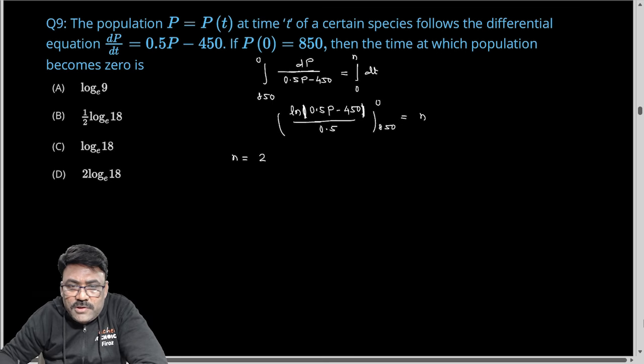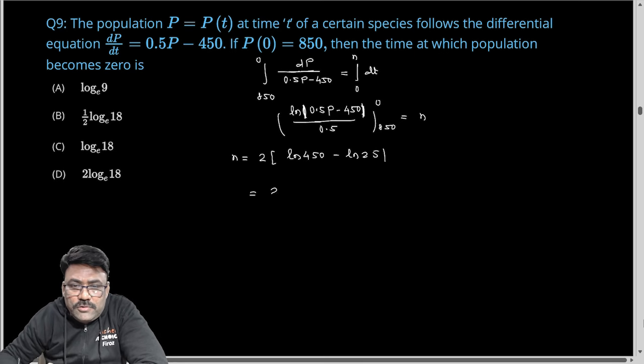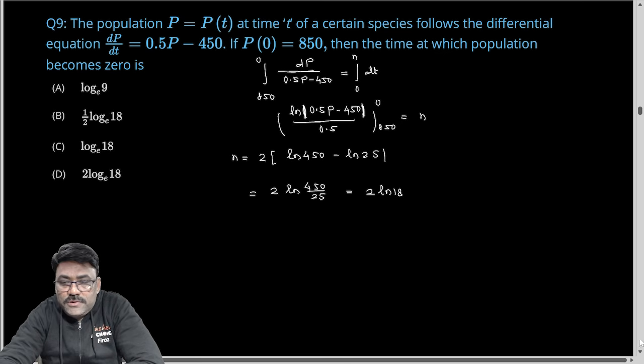When you substitute the upper limit, you will get log mod of 0 minus 450, the log 450, minus, when you substitute the lower limit, half p means 850 by 2. 850 by 2 is 425. 425 minus 450 is 25. So you are getting 2 times log of 450 by 25. So this is 2 log 18. Means option D is the correct option here.